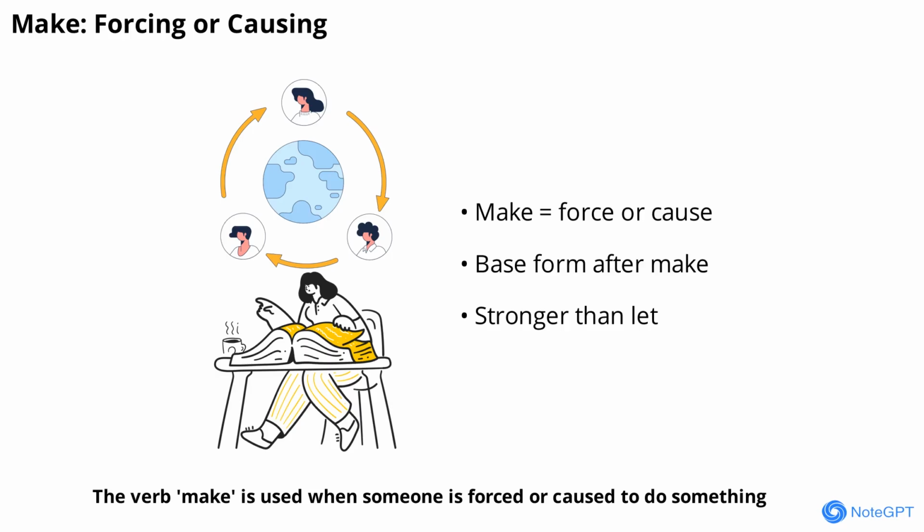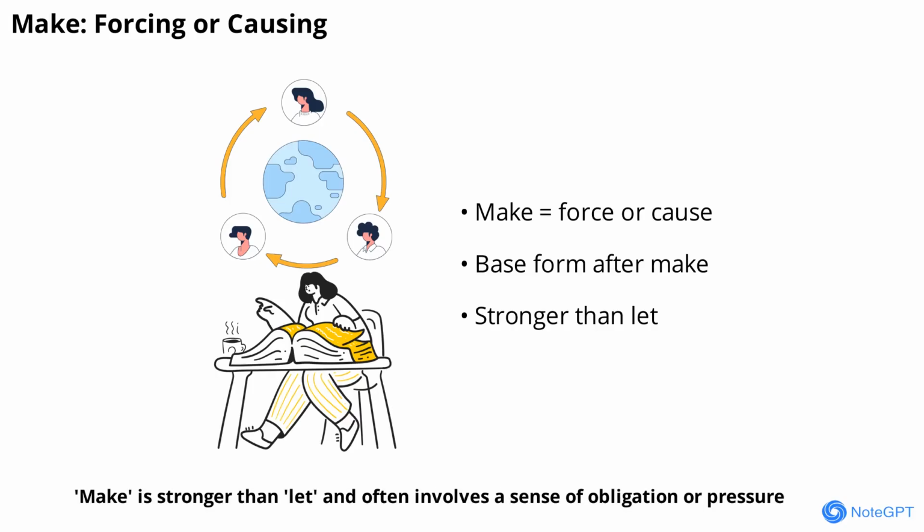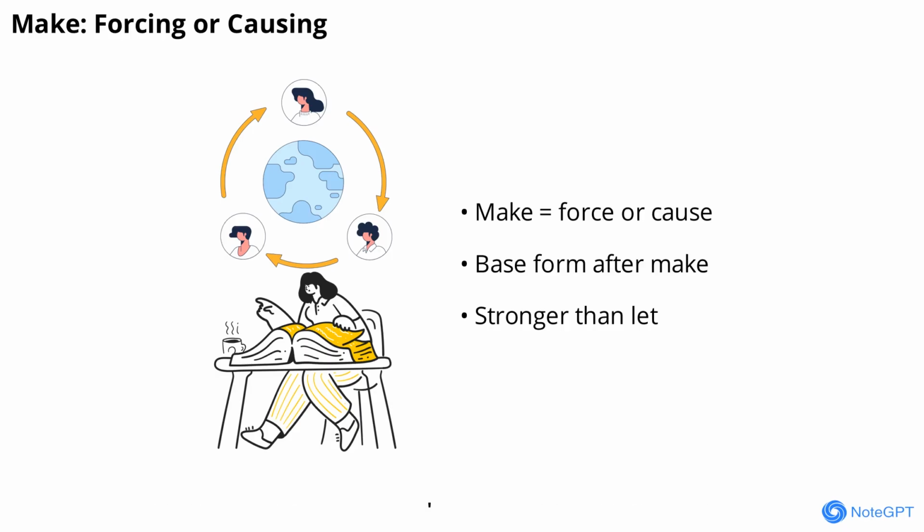The verb make is used when someone is forced or caused to do something. For example, the police made him pay for the damage he caused. Here, made means he was forced to pay. Another example is, please try not to make her cry. In this case, you're causing an action, not just allowing it. Make is stronger than let and often involves a sense of obligation or pressure. Always remember to use the base form of the verb after make.